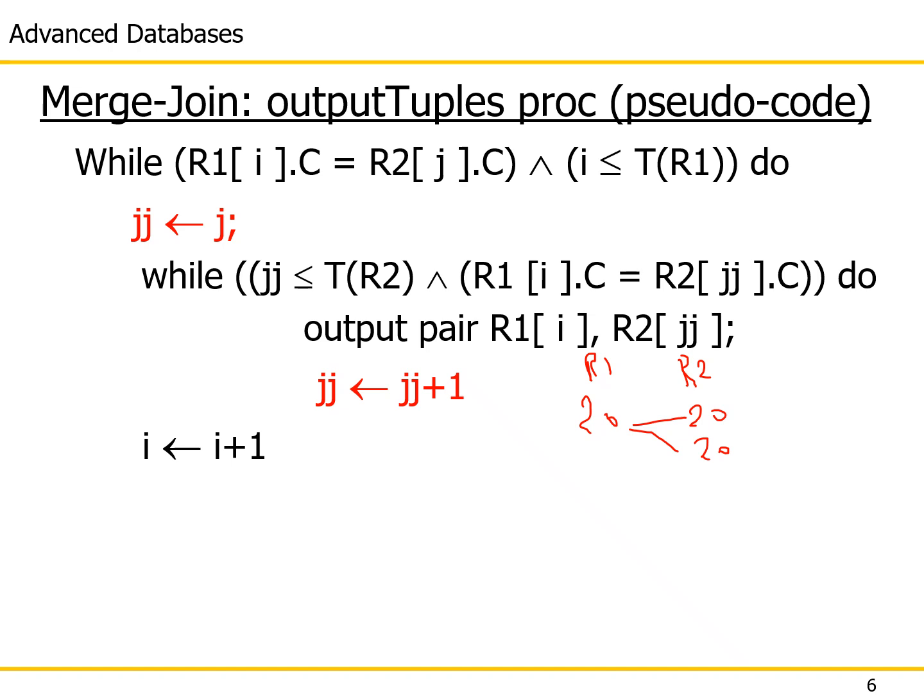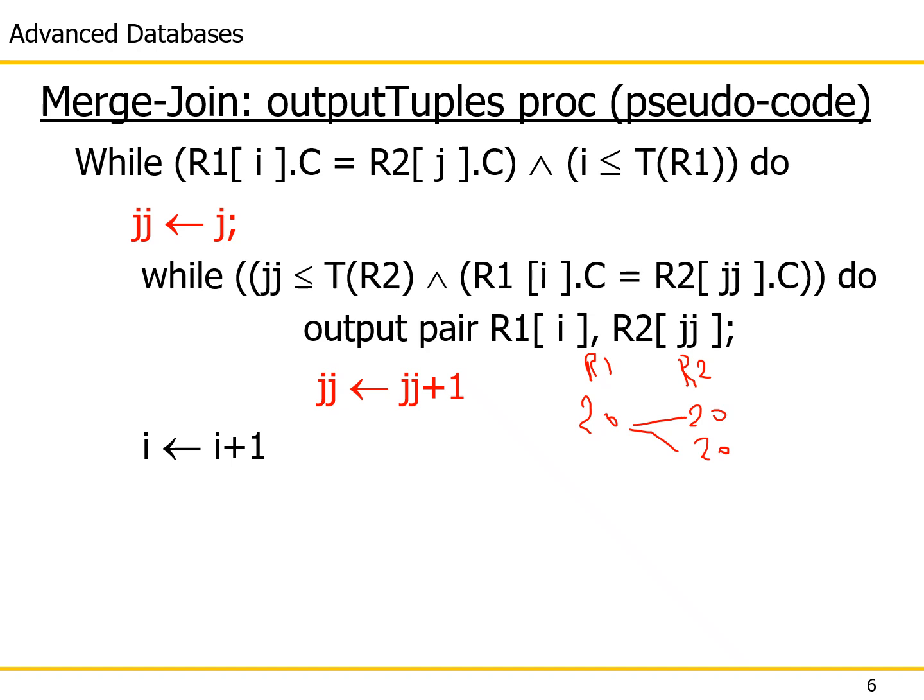This is the scenario we were looking at earlier where we had the 20. Let me just draw it here for you. So we had the 20 in R1, and we had also 2 20s in R2. So the incrementation will have us match both of these with R1 of I, which is the first 20.